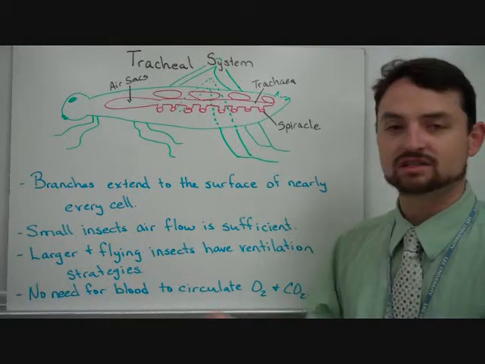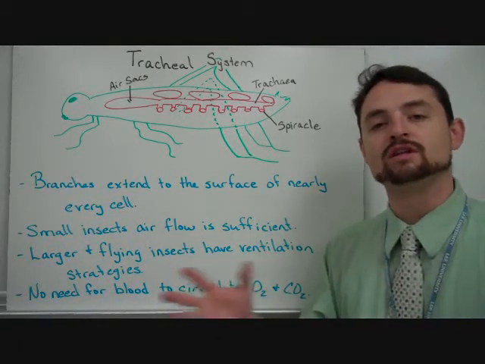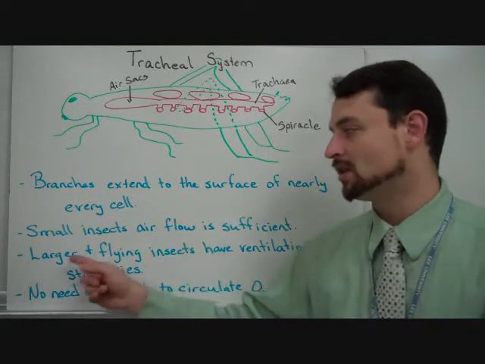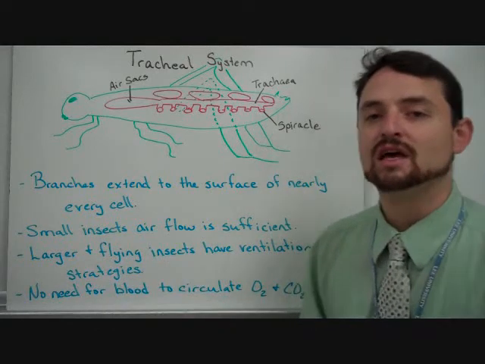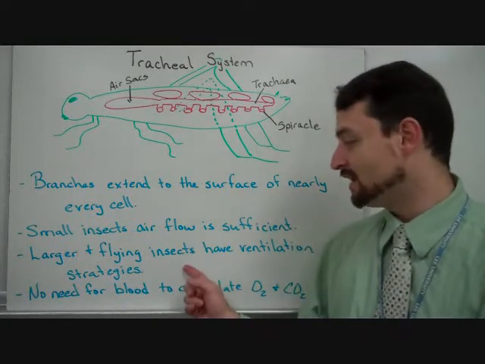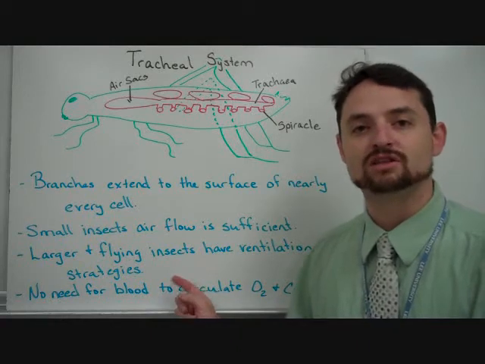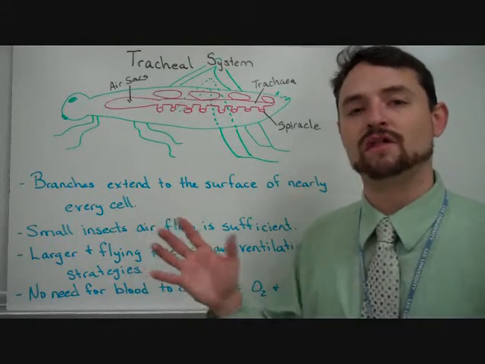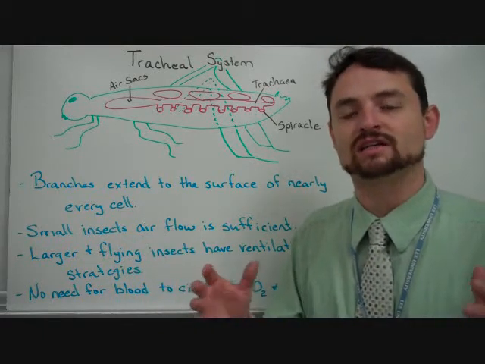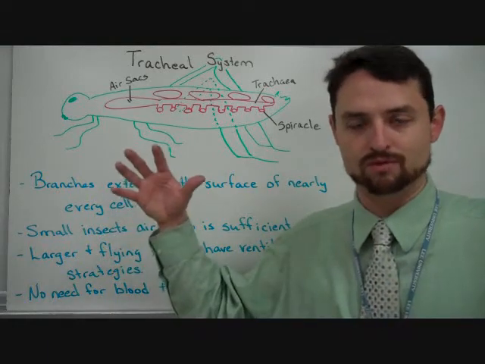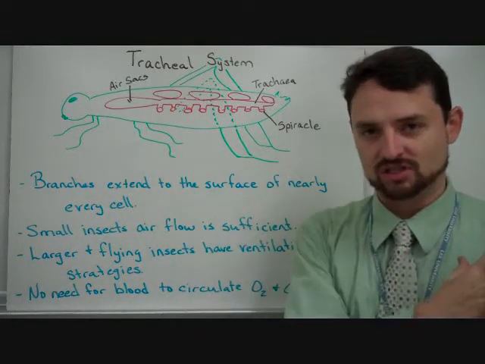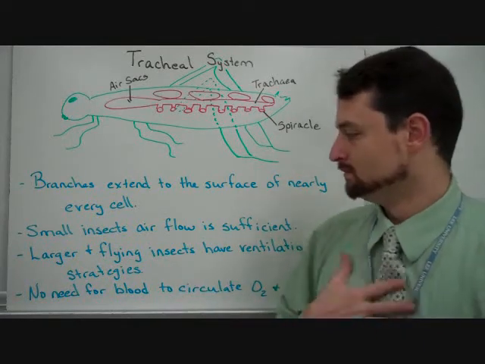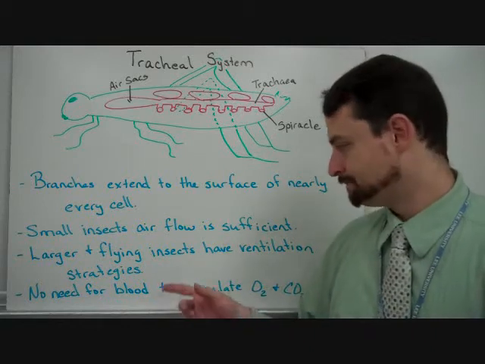So in small insects, just normal air flow is going to provide enough air or oxygen to all the cells in the body. If you get into larger insects or flying insects, it needs another system. So it ventilates in different strategies. Some will, when the wings flap on the flying insects, actually push in on those air sacs and it pushes air out. So when the wings go back up, that'll actually suck air into the insect. So that keeps a better supply of oxygen in there.